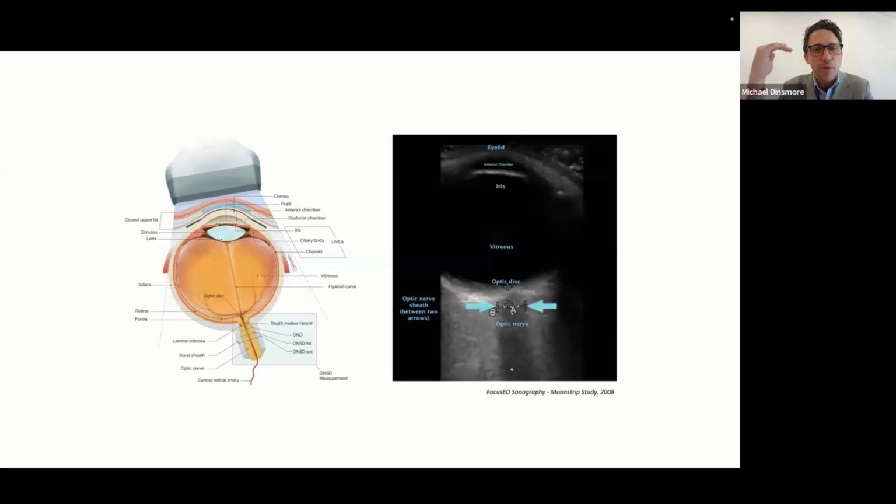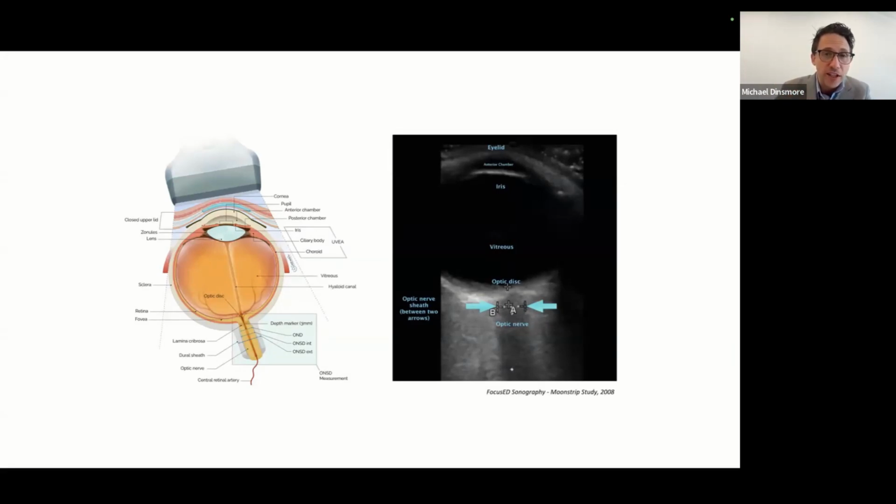Okay, so when we put the probe on the eye, what do we actually see and what's our image going to show us? Okay, so here on the right, you'll start to see the eyelid at the most superior portion of your picture. Then you'll see the anterior chamber and posterior chamber. This is often demarcated with the lens. You may or may not see the lens.